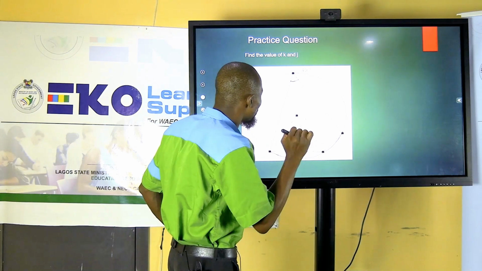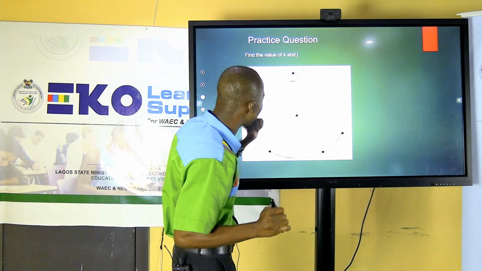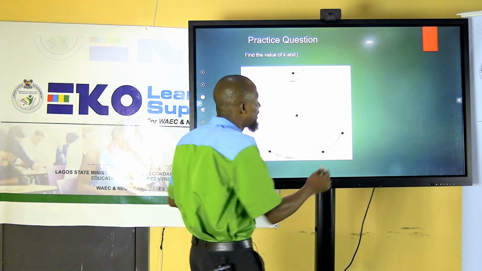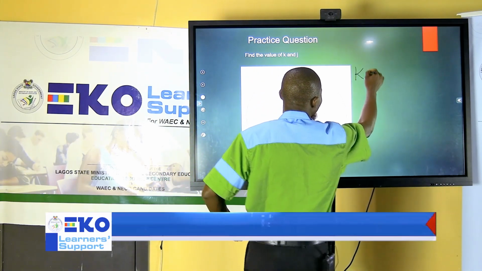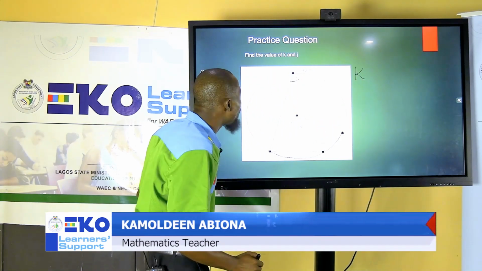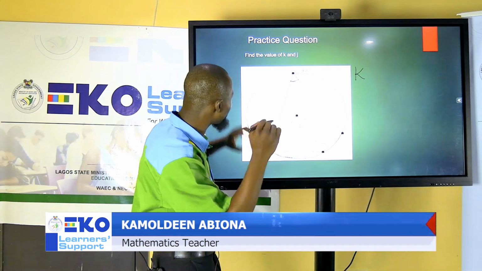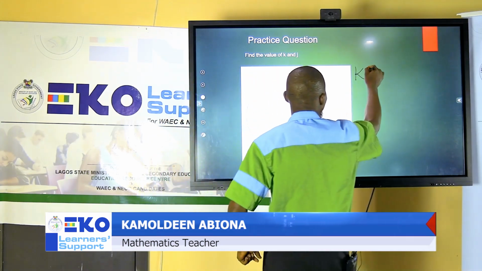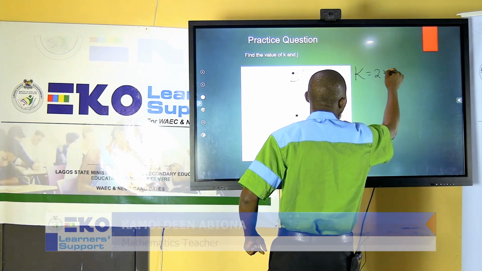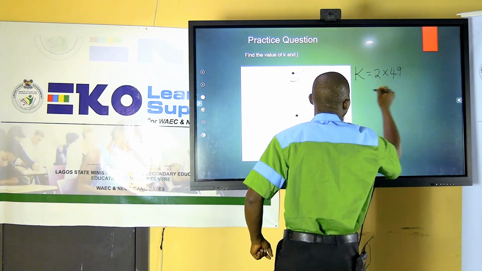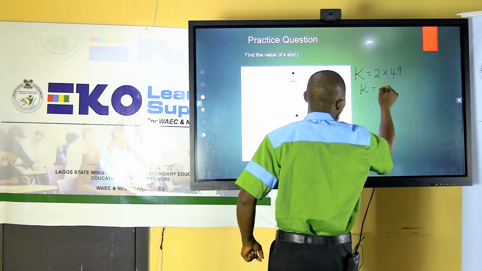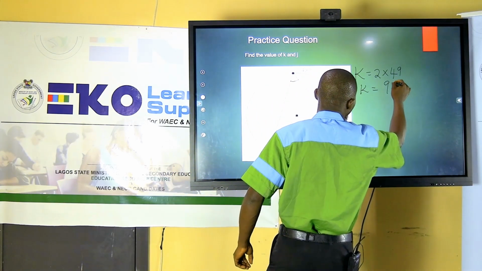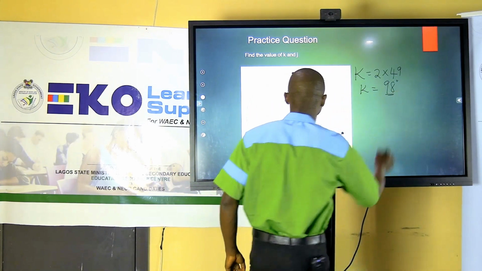Don't forget what we say about the relationship. The one at the center is twice the one at the circumference. So what is at the circumference? 49. So K equals 2 times 49. And K equals 98 degree. So K is 98 degree.